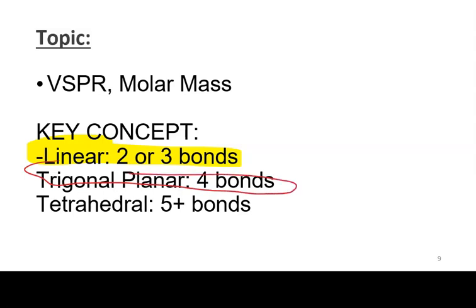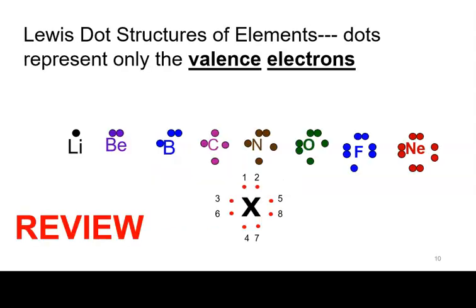4 bonds. And tetrahedral are going to have 5+ bonds. So keep those in mind, and we'll get into what this means in just a few minutes. Okay, the first part is a little bit of a review, so if you didn't understand this before, today is a great day to understand this.